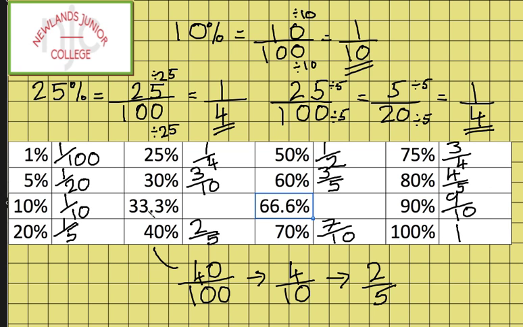Now, briefly, I wanted to mention these two that we haven't looked at. These are good to know, good to understand. Now, this is written here as 33.3%. Very often you'll see it written down as 33 and 1/3%. 33 and 1/3% is just equal to 1/3. And likewise, 66.6%, you'll more often see it written down as 66 and 2/3%. And that's equal to 2/3.